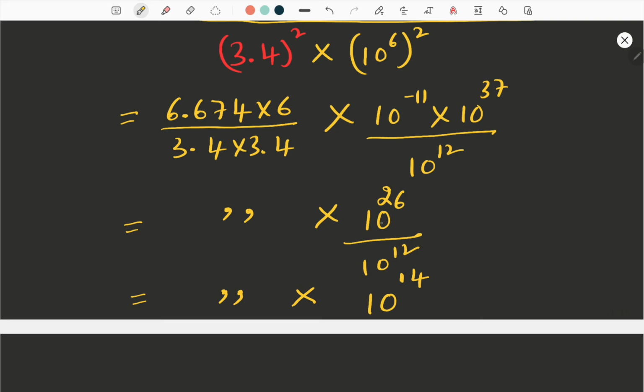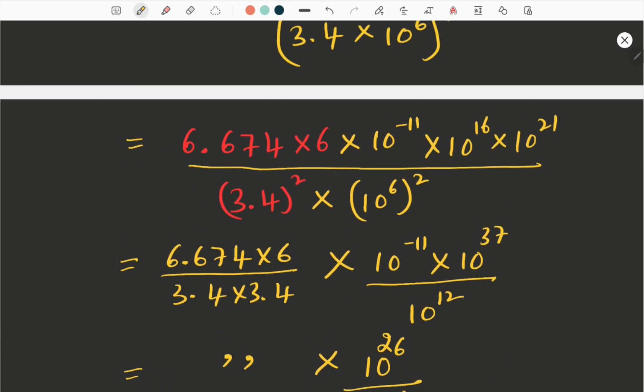Correct, no? Because x to the power m divided by x to the power n is equal to x to the power m minus n. Alright, 6 minus 2 is 4, 2 minus 1 is 1. Like that you should be able to involve all these things.